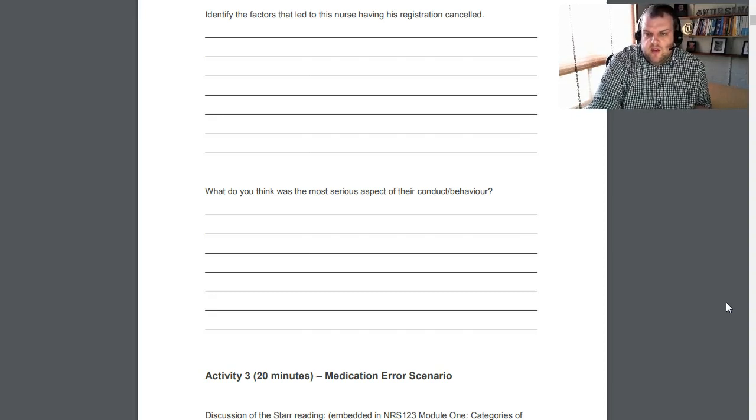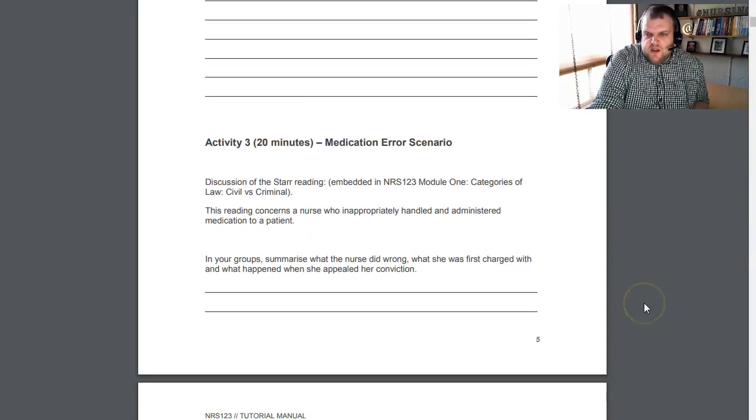So hopefully you can have a bit of a debate about that if you like, but the point is that they need to consider that there's the error that he made, and then there's also a big part of the law, ethics and professionalism with nursing that is around what you do once you've made a mistake rather than the mistake itself. So then there's the medication error scenario.